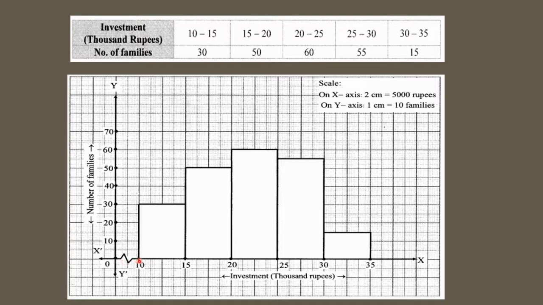And on the scale, on the x-axis, 2 centimeter is equal to 5000 rupees. That means the class interval between 10 and 15 is 5. Therefore, investment is in 1000 rupees. That is why on the x-axis, 2 centimeter is equal to 5000 rupees. On the y-axis, 1 centimeter is equal to 10 families. This is your histogram.